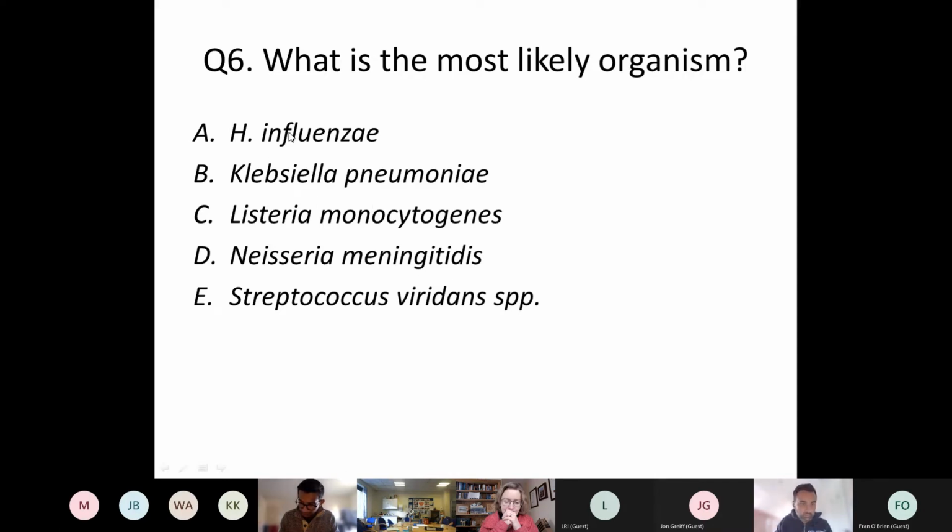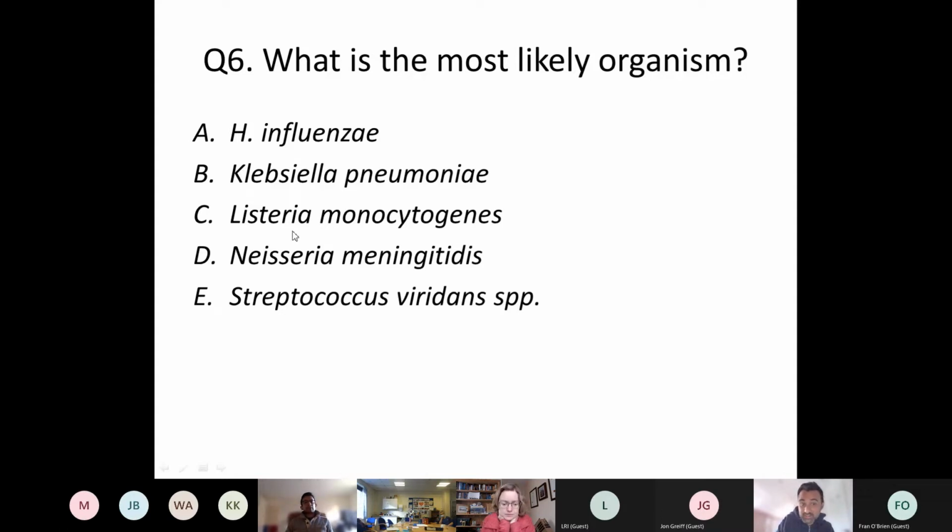Haemophilus, yes, it's a common infection causing pneumonia and also meningitis, but less so now because of vaccination. That's a gram-negative bacillus, Klebsiella pneumoniae. Again, gram-negative bacillus, commonly causing UTIs, intra-abdominal infections.